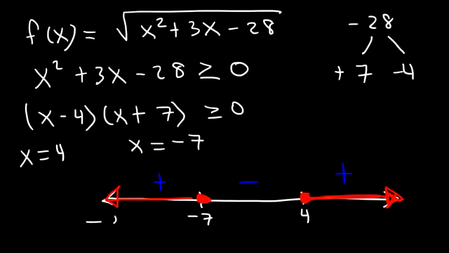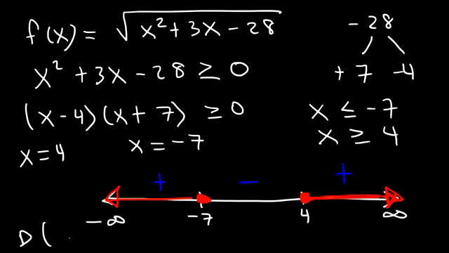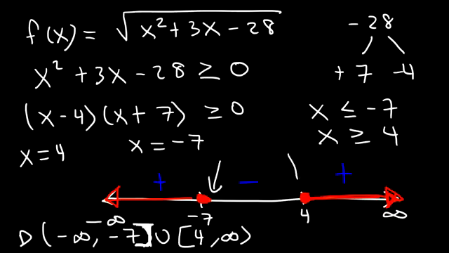So now we can have the answer. So x can be less than or equal to -7, that's to the left, or x can be equal to or greater than 4. Now to represent this using interval notation, it's going to be from -infinity to -7, and then union, we're going to start back up at 4 to infinity. And we need to use brackets at -7 and 4, because it includes those 2 points. We have a closed circle there. So that's how you could find the domain of this type of function.